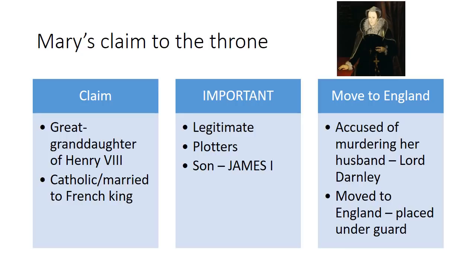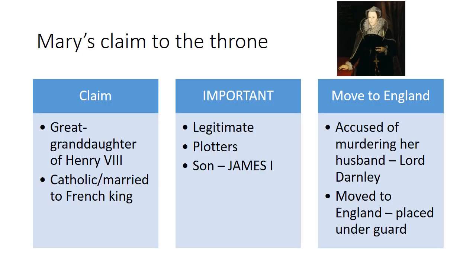Why is she important? Because she had a very strong legitimate claim to the throne. Just remind yourselves that many people questioned Elizabeth's claim to the throne because her mother was Anne Boleyn, who many people believed was not the rightful wife of Henry VIII. So they believed that Mary had a stronger claim. This encouraged plots. And to make things even worse for Elizabeth, Mary had a son, James, who later became James I, and Elizabeth didn't have children. So this created a big problem.